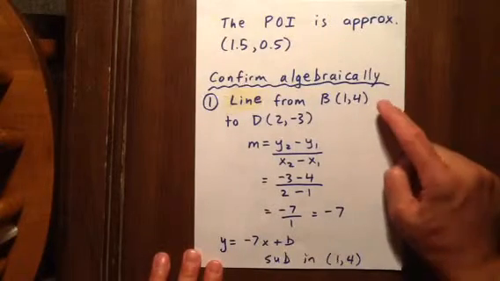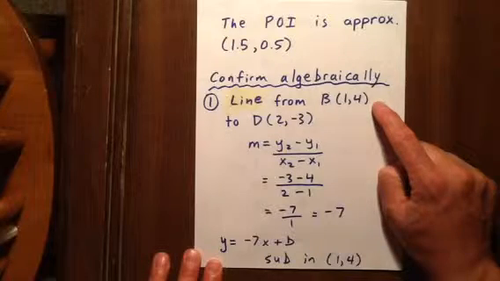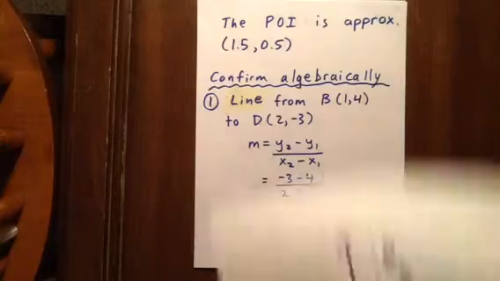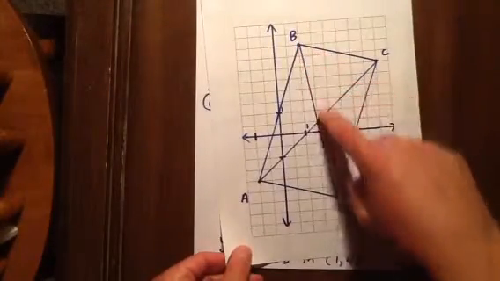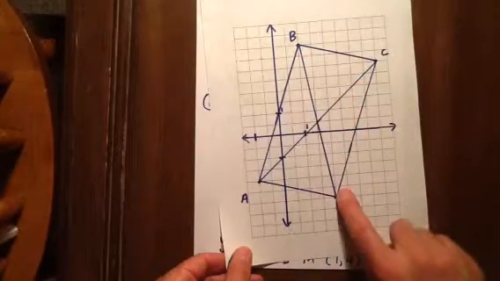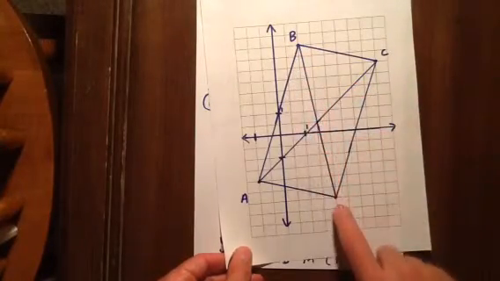So what does that mean? Well, first we're going to determine the equation of the line from B to D. In other words, what's the equation of this line? Well, we have 2 points. We have the point B and the point D, so we can come up with the equation of that line.